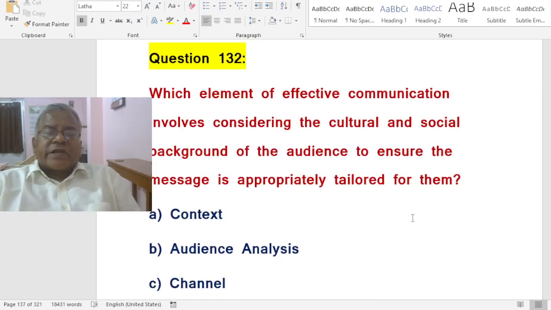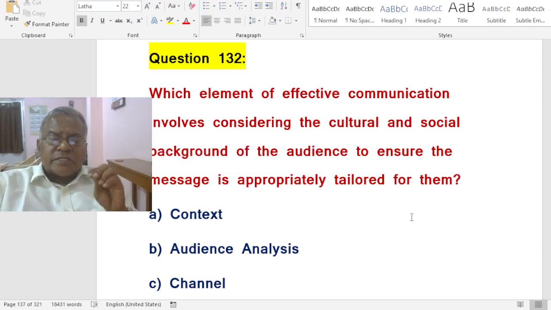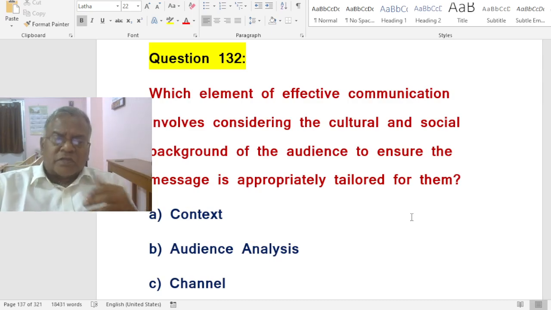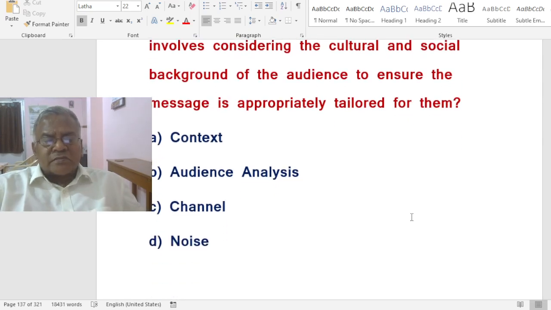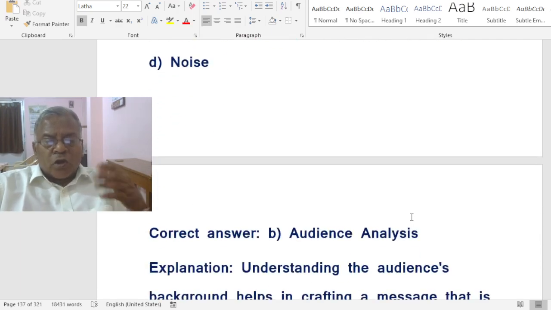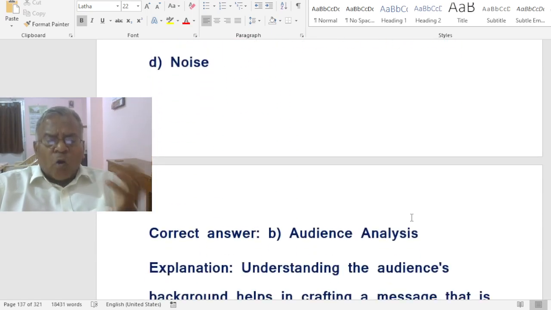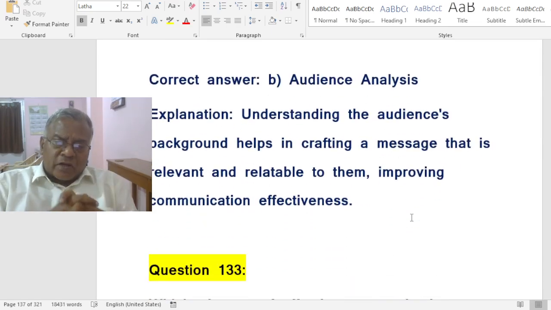Which element of effective communication involves considering the cultural and social background of the audience to ensure the message is appropriately tailored, suited for them, in other words? A. Context, B. Audience analysis, C. Channel, D. Noise. Of course, audience analysis here. Cultural and social background means that is nothing but audience analysis. Understanding the audience background helps in giving a message that is relevant and relatable to them, improving communication effectiveness.